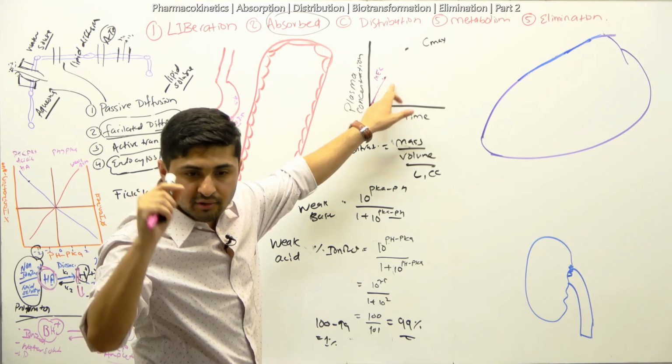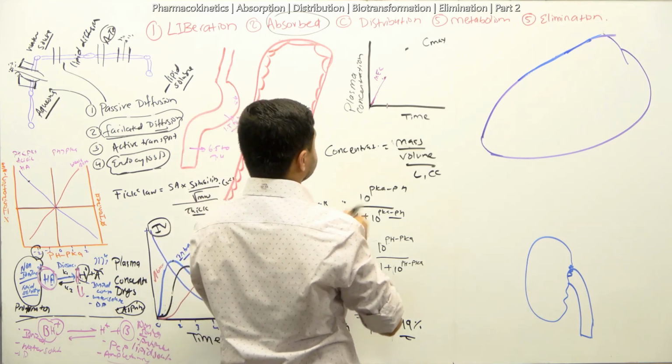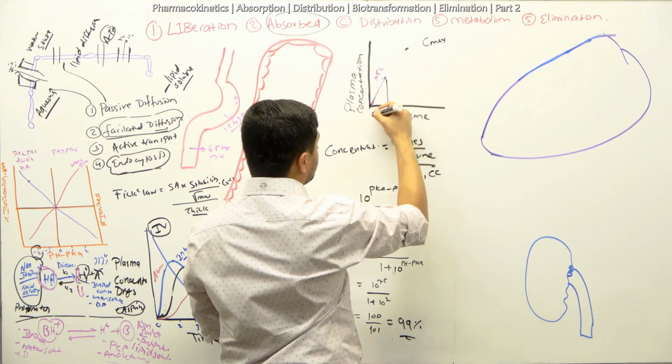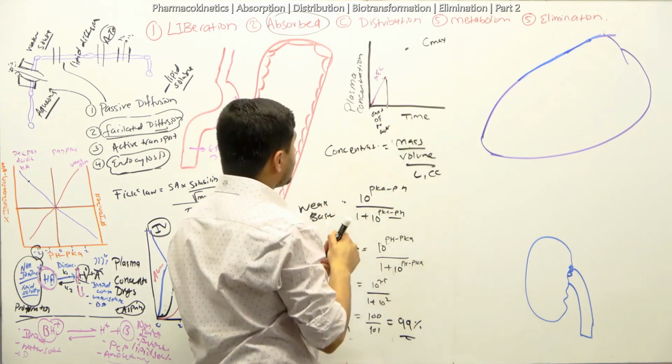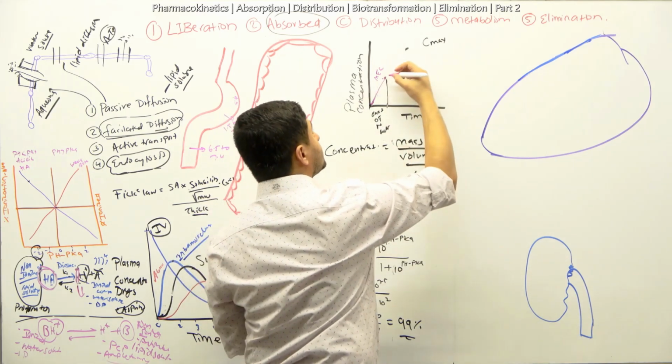This is a very, very important concept. If I make this one right here, this is what is called the onset of action, all right? And then after that, what is going to happen? If you keep increasing the dose, it's going to keep going up.